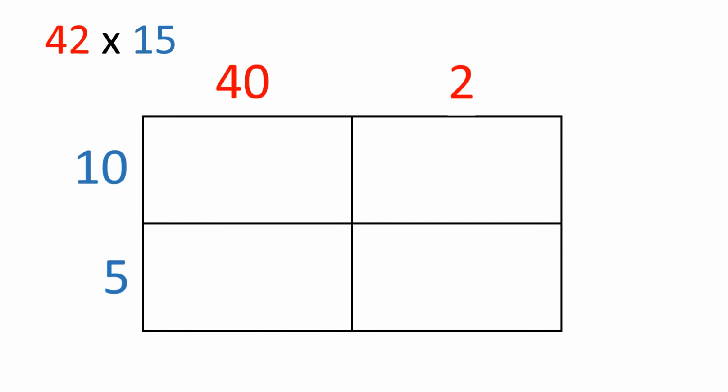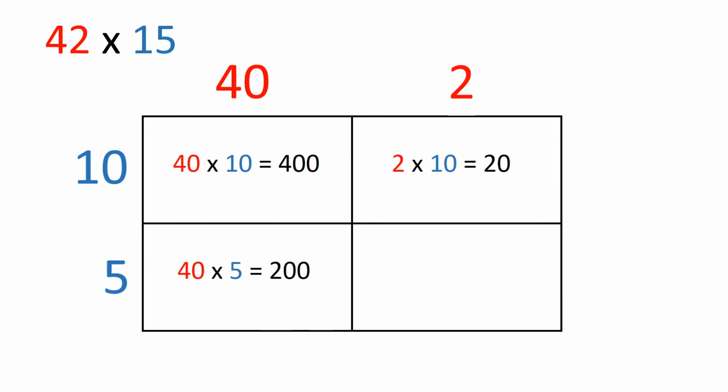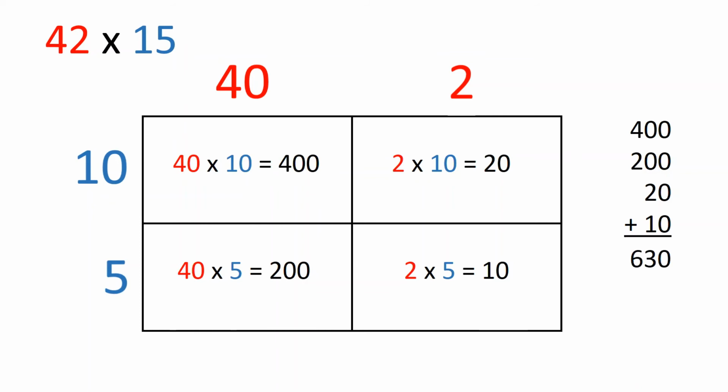First, we will multiply 40 times 10 to get 400, and then 2 times 10 to get 20. 40 times 5 equals 200, and 2 times 5 equals 10. Now that I have my partial products, I add them together to get the answer to the multiplication problem. So I have 400 plus 200 plus 20 plus 10 for an answer of 630.